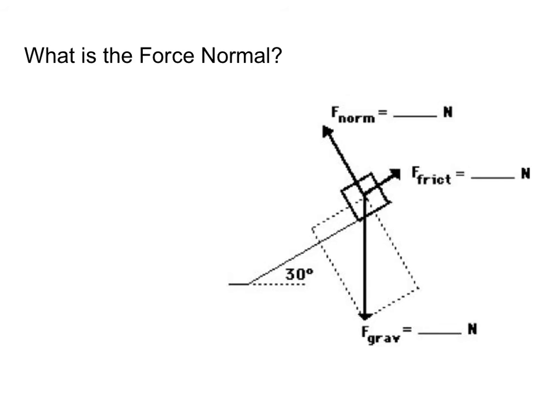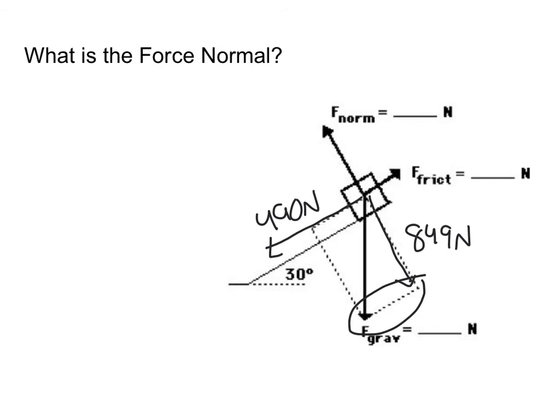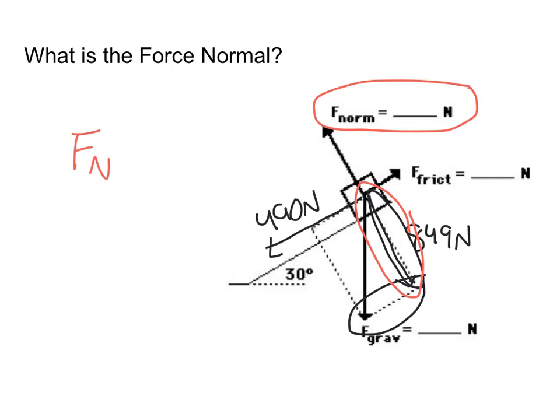Okay, our next part, what is the force normal? So let's remind ourselves that right here we had 849 newtons, and then in this direction we had 490 newtons. I got that from my cosine down here and my sine on this side. So let's talk about the force normal. We can see that my force normal is equal to the opposite side. So my force normal would be equal to 849 newtons. It's opposite of my y component of gravity.